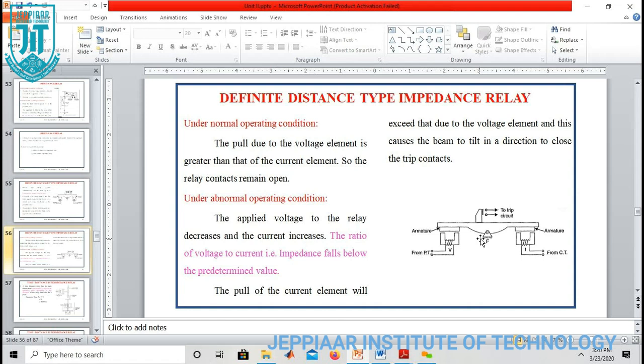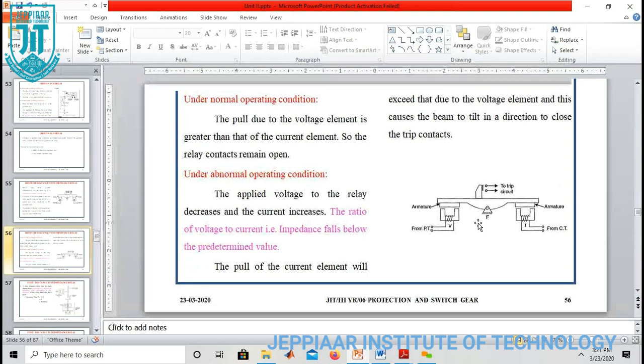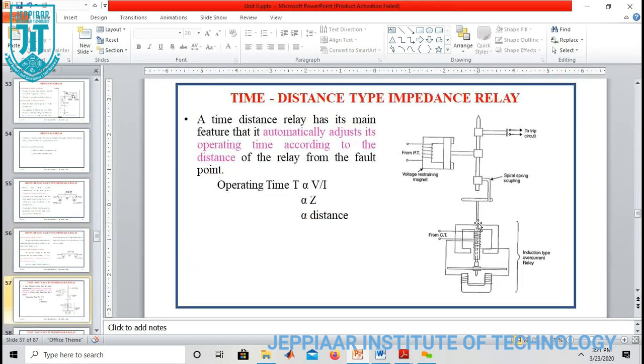In this case, when the voltage applied to the relay decreases and the current increases during abnormal condition, the pull of the current element will exceed that due to the voltage element, and this causes the beam to tilt in a direction to close the trip contacts. This is the definite distance type impedance relay.